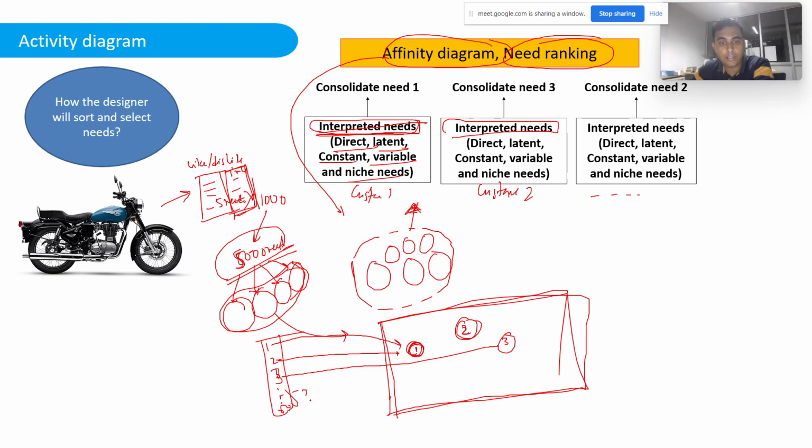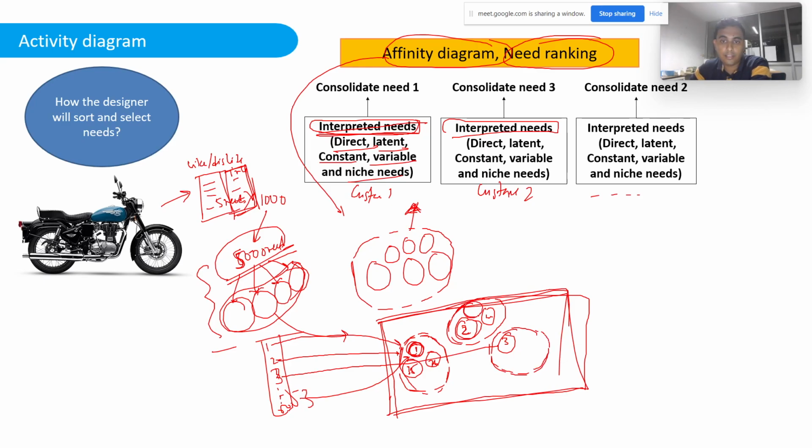Slowly you may come across several needs which tell you the same sort of need. For example, 35, 36, this is 40. So what you are actually doing here is trying to categorize this broad set of 5,000 uncategorized needs into certain categories, and this particular process is called affinity mapping. And this particular diagram is called an affinity diagram.